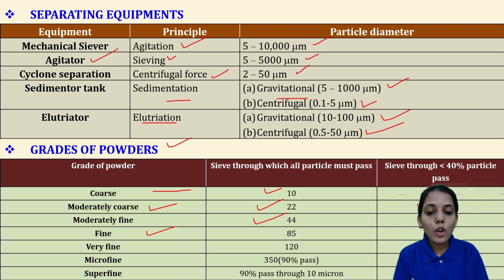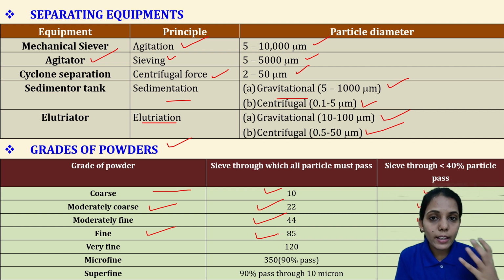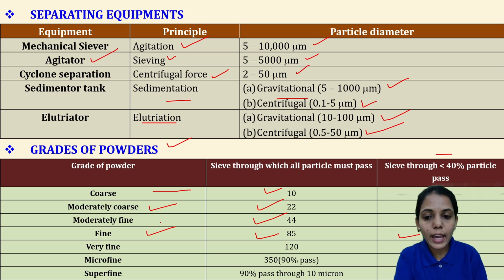Fine powder means all the particles should pass through sieve number 85. Fine means now again the particle size is reduced a little bit. Then through sieve 120, less than 40% of the particles should pass. It is not more than 40%, because if it is more than that, it can be very fine, it can be microfine. So less than 40% of the particles should pass through 120.